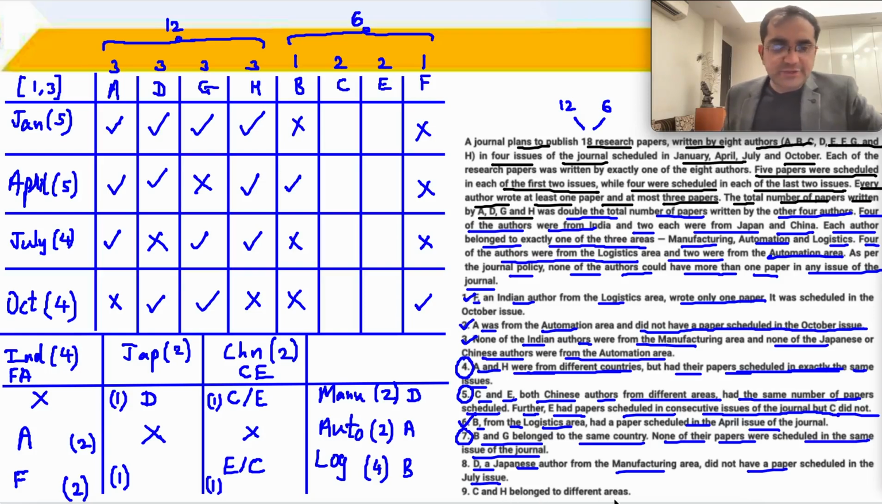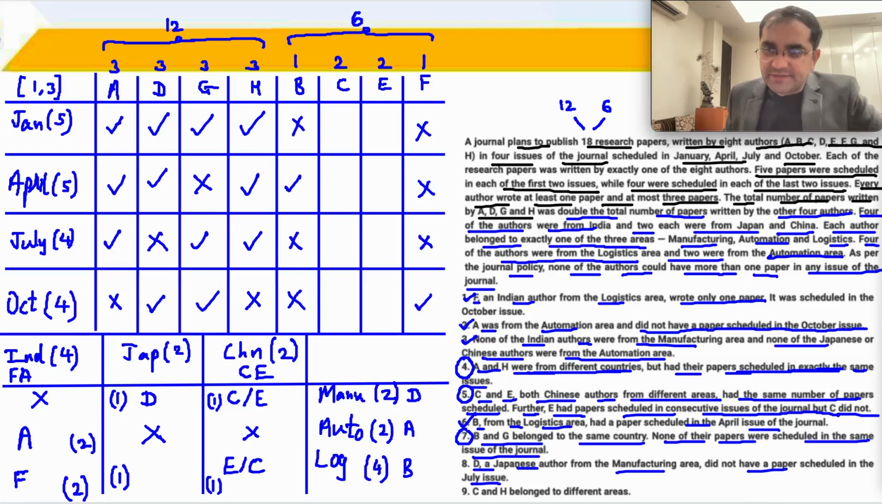And C and H belonged to different areas. Interesting. C and H belonged to different areas. H से related what was the information? ये रहा H वाला information over here.